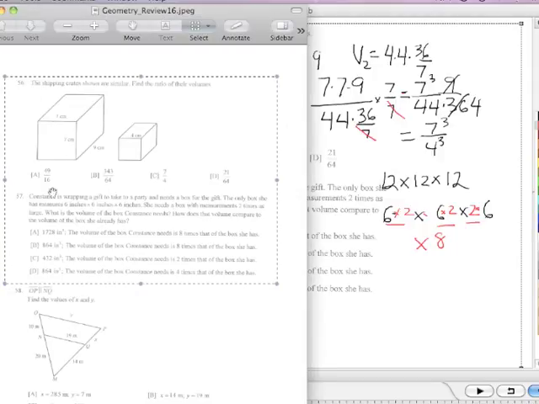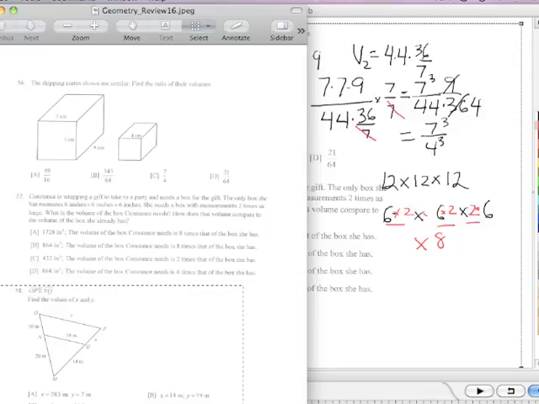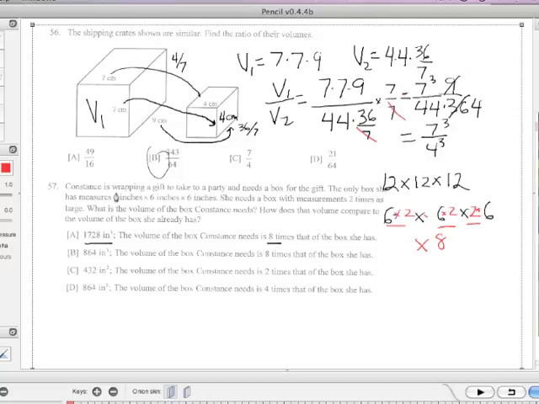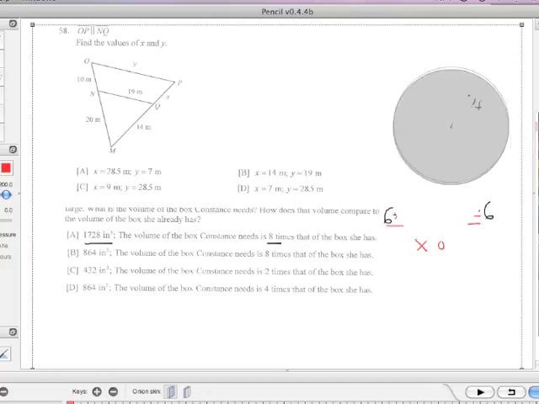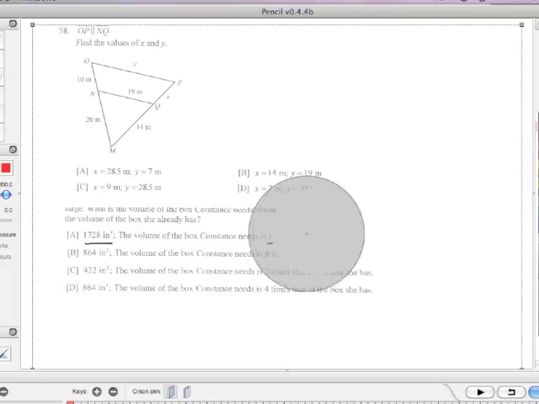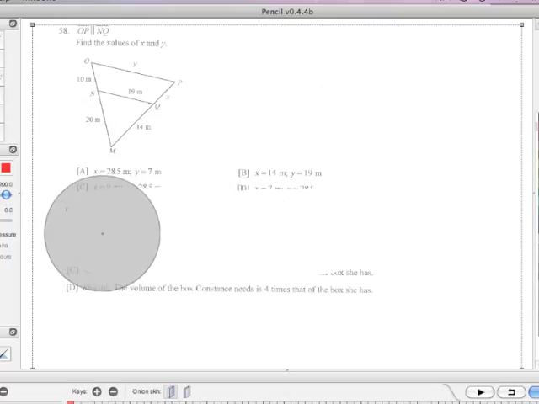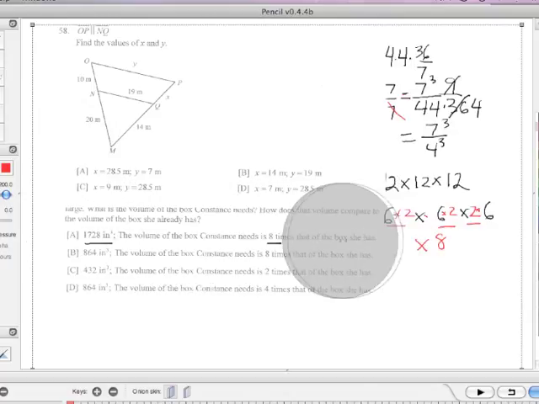Number 58. Ooh, I like that. It's right on top. So now we have to get rid of all this. Huh? Dummy.